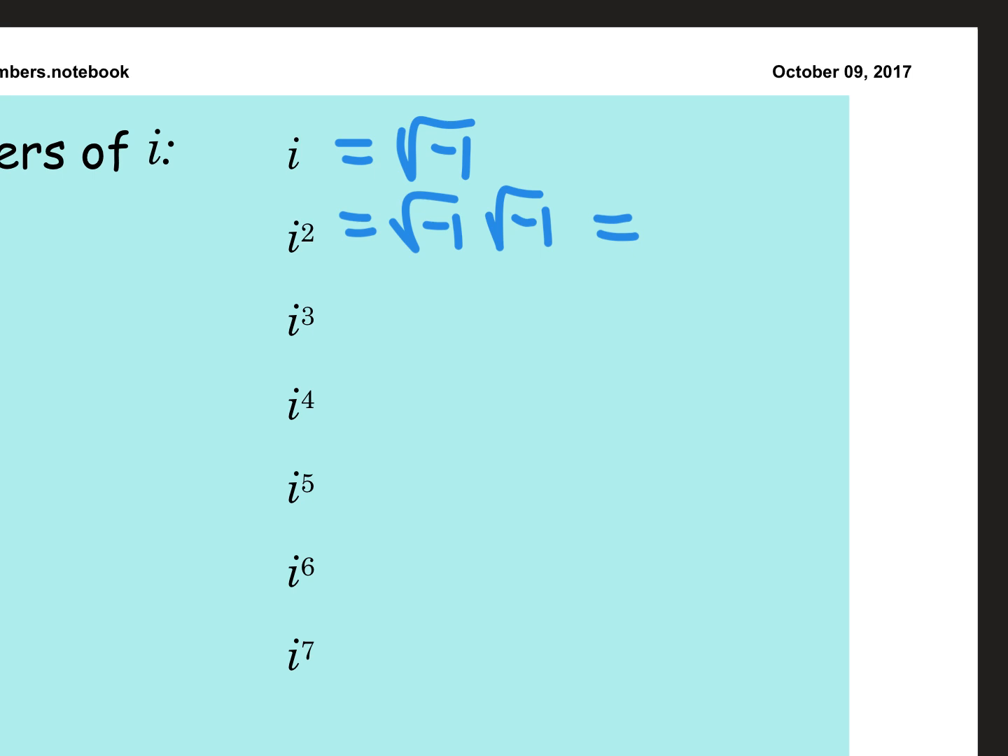Who is on team 1? Raise your hand if you're on team 1. Who's on team -1? All right. It's close to half and half. Isn't that interesting?